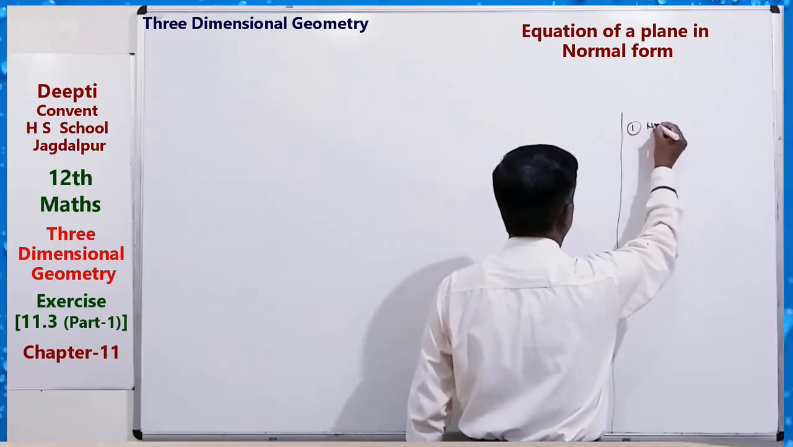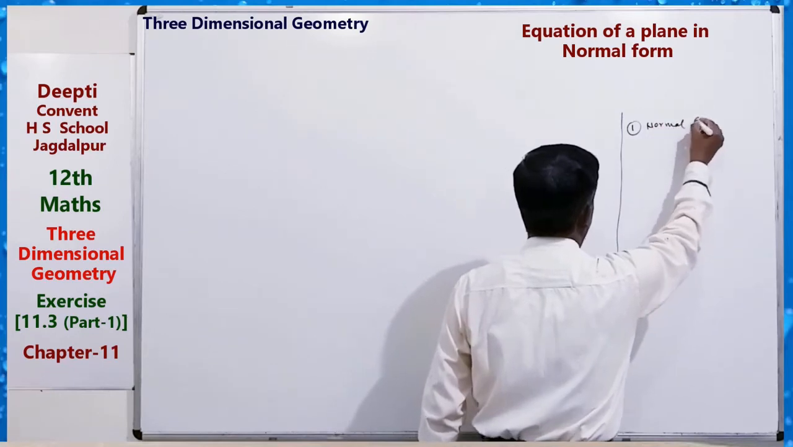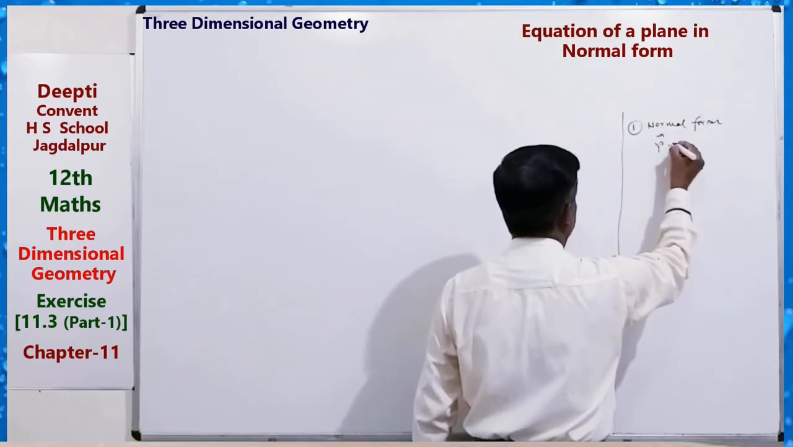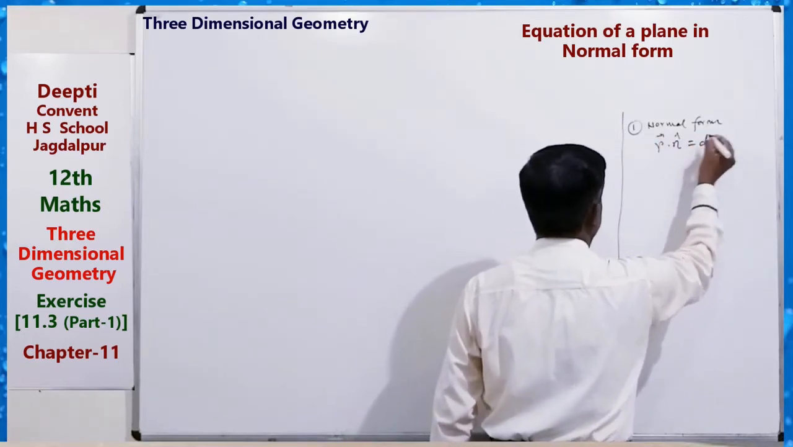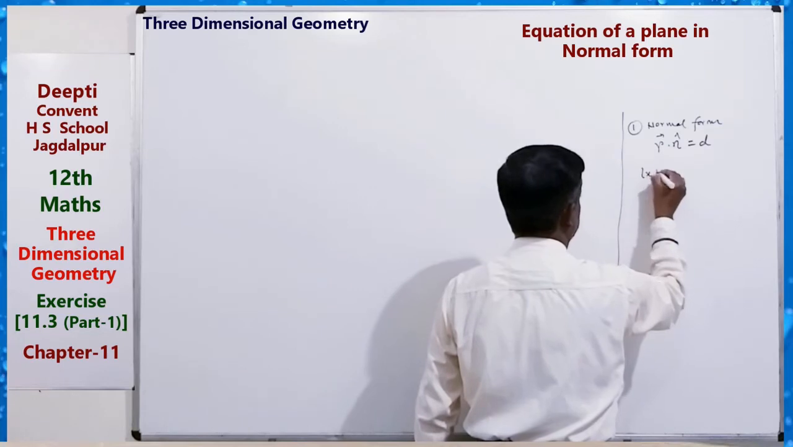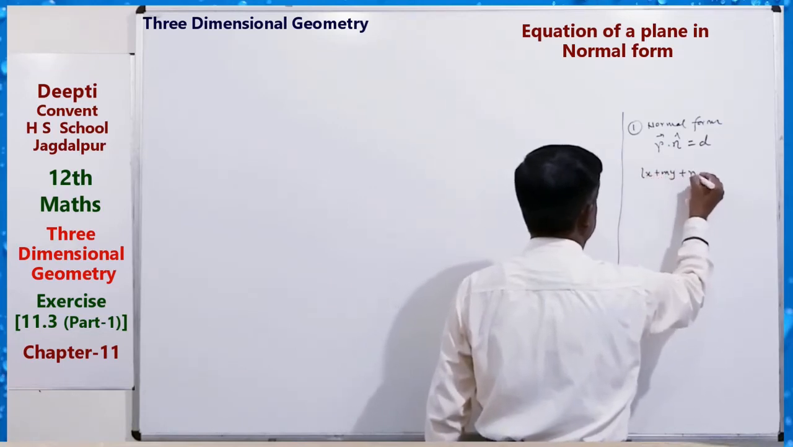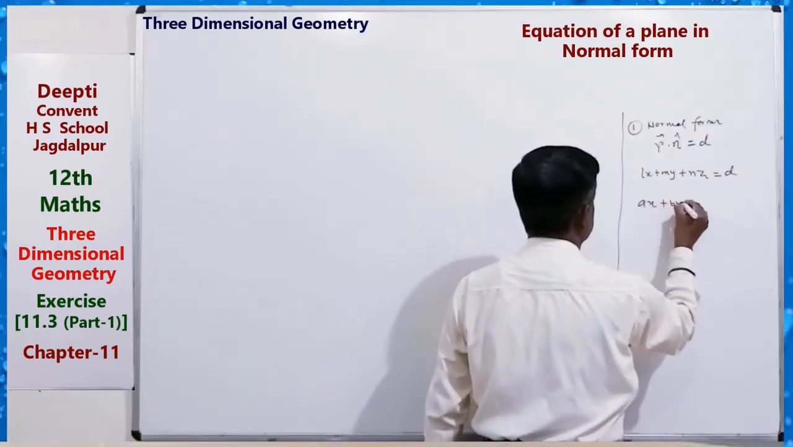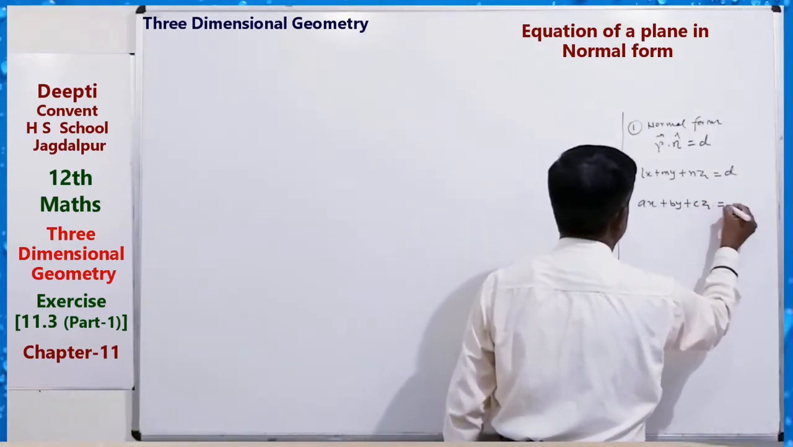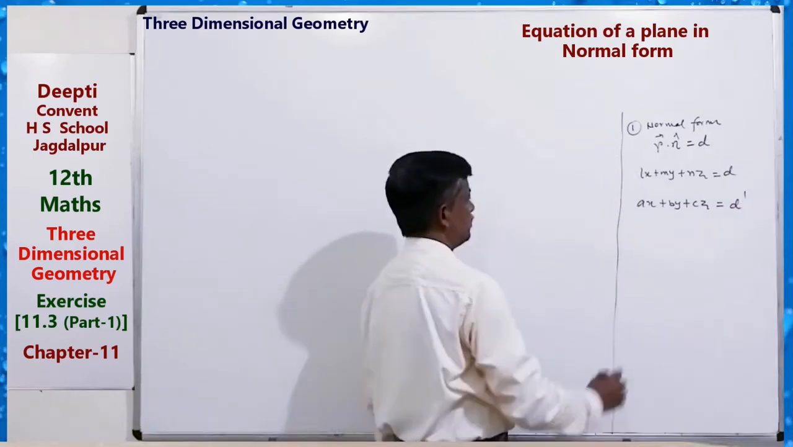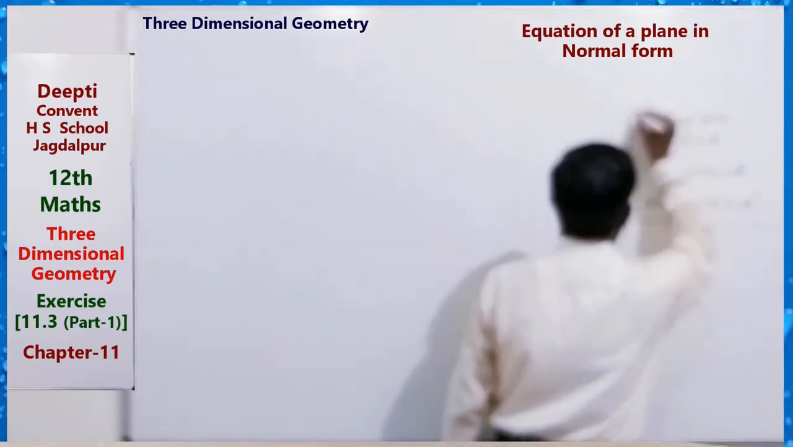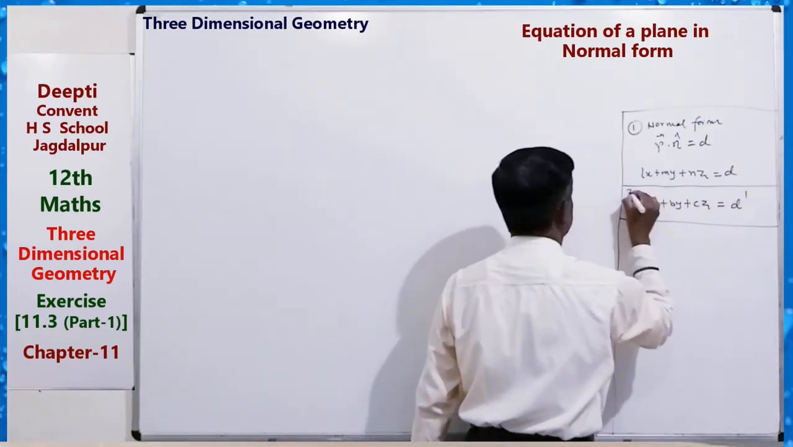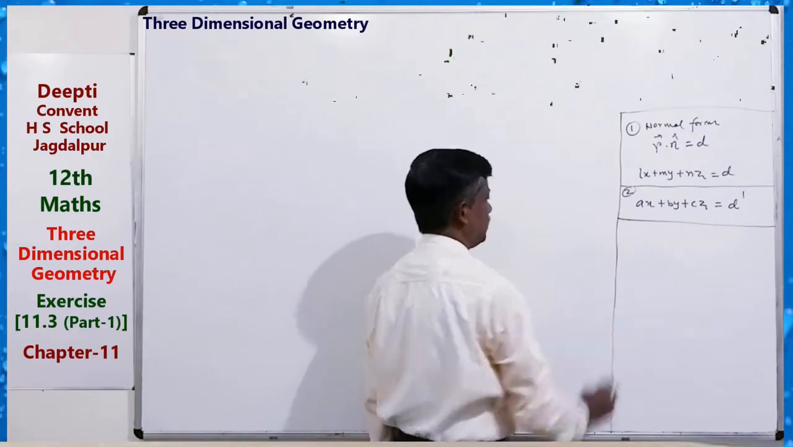First, the normal form: vector r dot n cap equals d, lx plus my plus nz equals d, ax plus by plus cz equals d dash. First point. This is the general form.